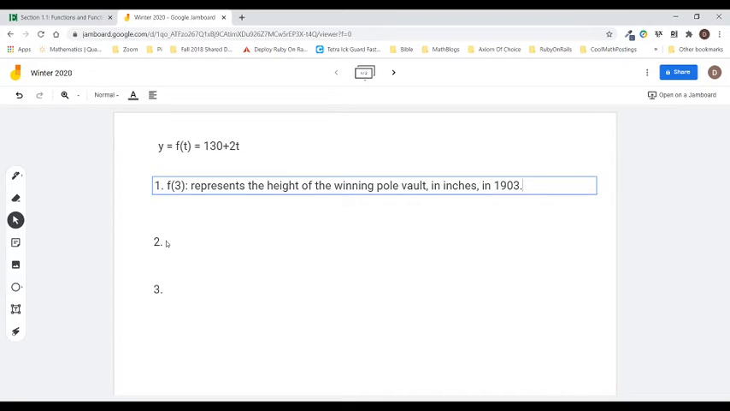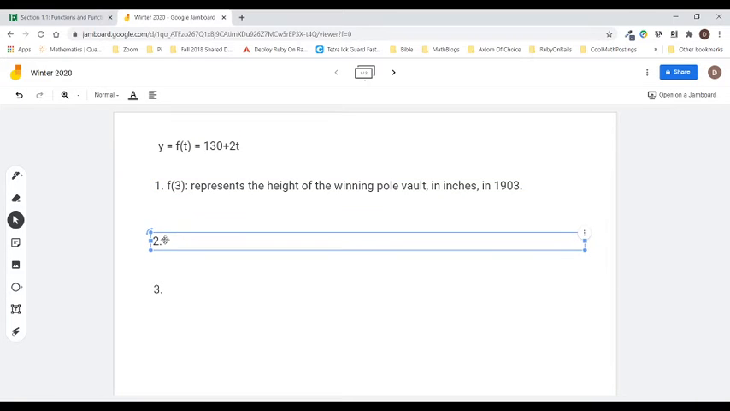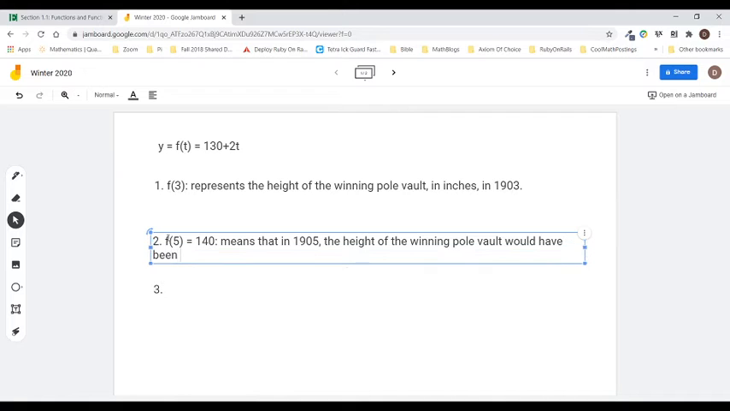Now let's try writing down something with a number in it. How about something like f(5) = 140? So I want to interpret this statement. This statement means that in 1905, remember the 5 is 5 years after 1900, the height of the winning pole vault would have been 140 inches, as predicted by this model, but I'm not going to worry about that.